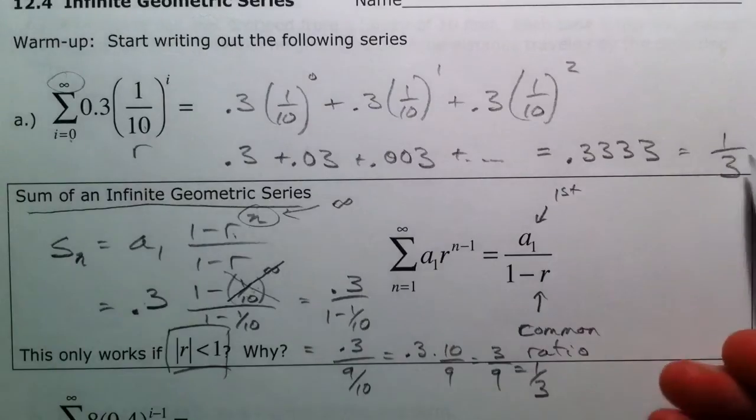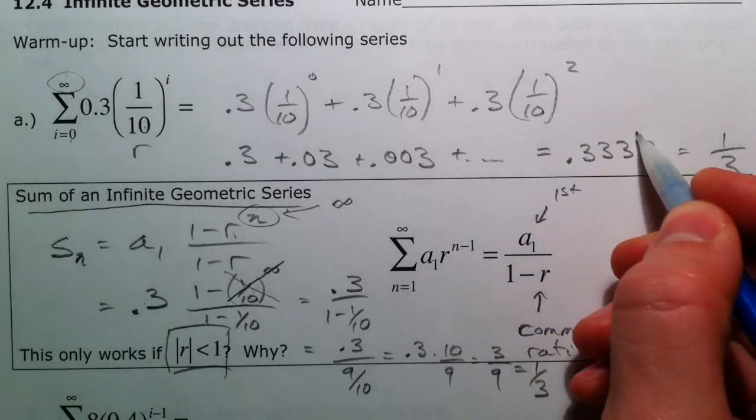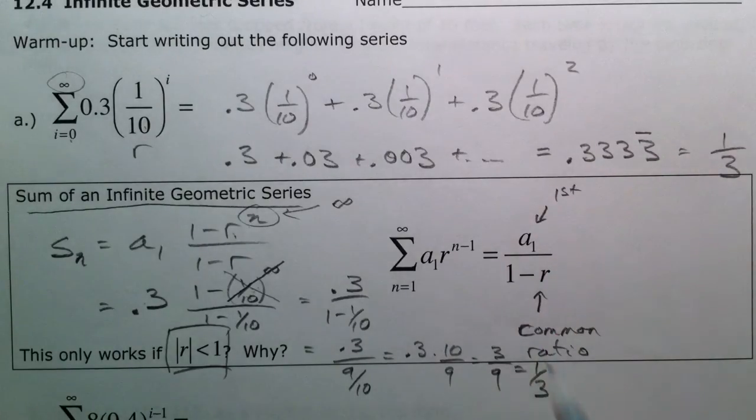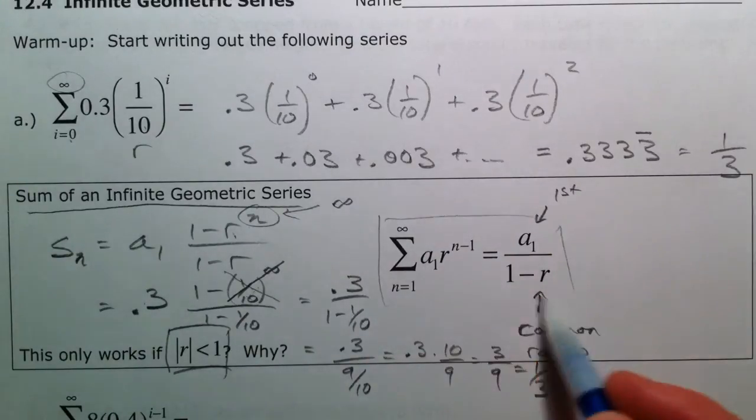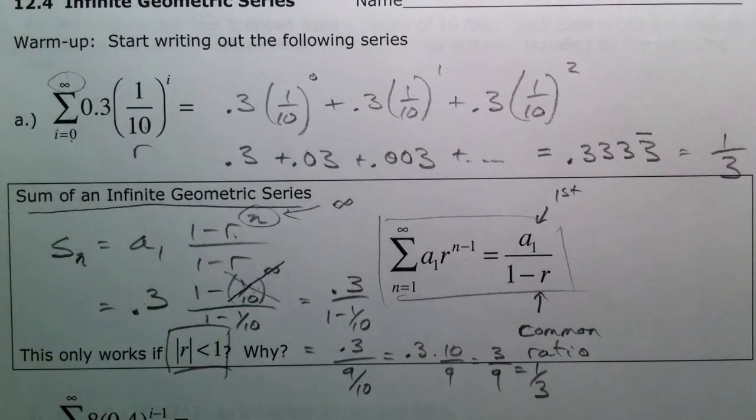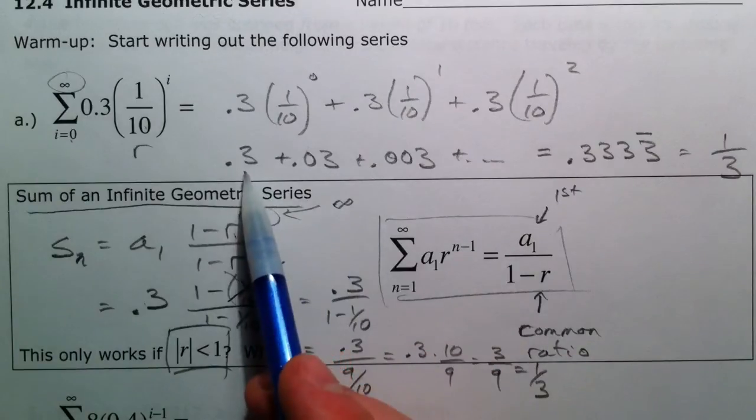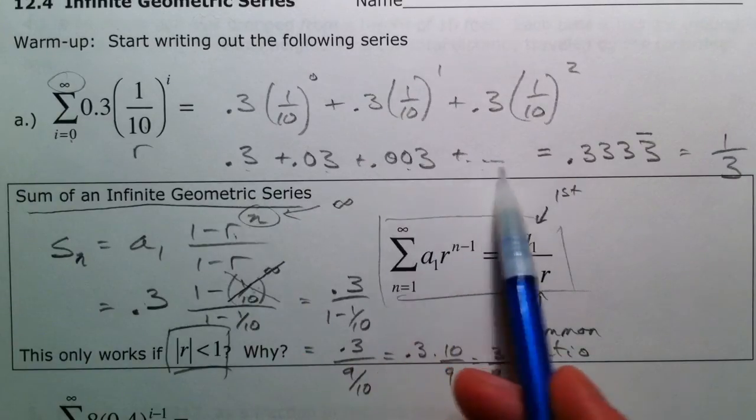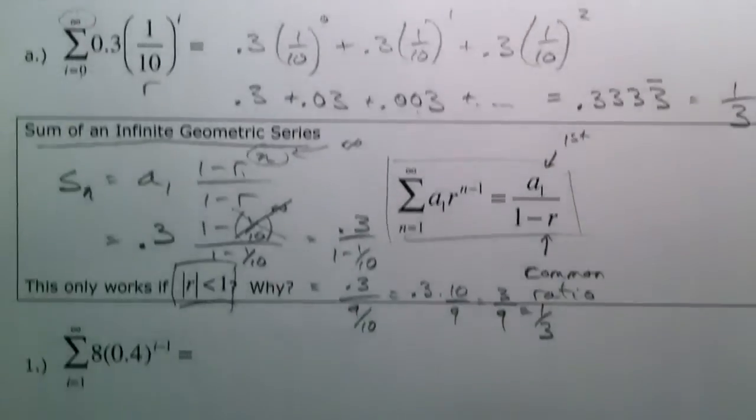Our 0.33 repeated is equal to 1/3 because of this infinite geometric series. A very important point is that the absolute value of r has to be less than 1. If it's not less than 1, your series is going to grow rather than shrink. This works because it's getting smaller and smaller every single time.